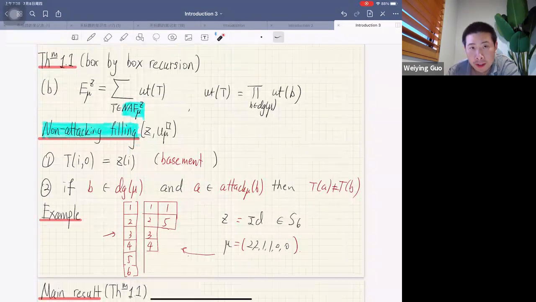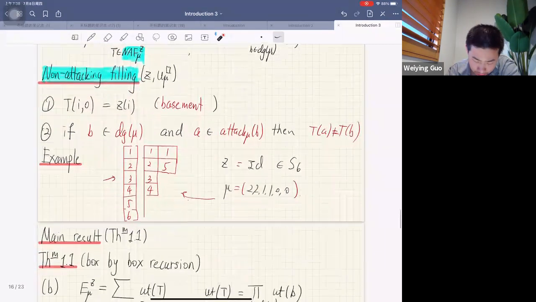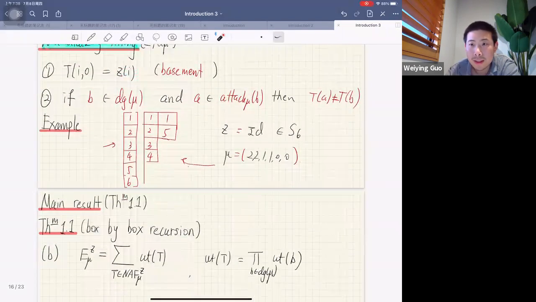Any questions about the non-attacking fillings or other stuff? So if not, did anyone say anything?